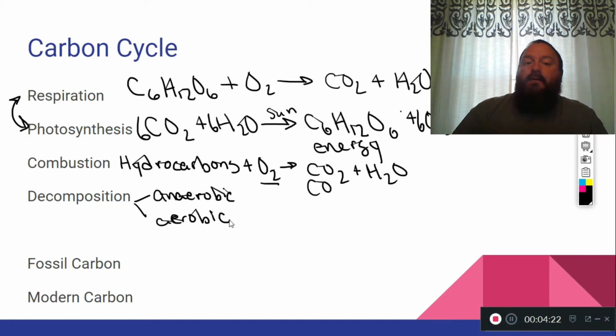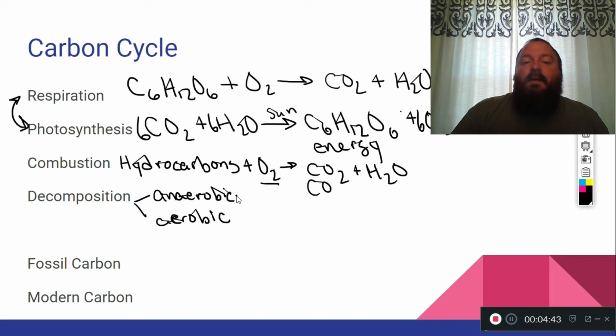Hopefully you guys came up that anaerobic means there's no oxygen present. Aerobic means we do have oxygen. So if we're looking at aerobic respiration, aerobic decomposition, it's the same basic principle as cellular respiration, because it's being performed by bacteria. Those bacteria are taking in the sugars, breaking them down with oxygen present to produce carbon dioxide and water.